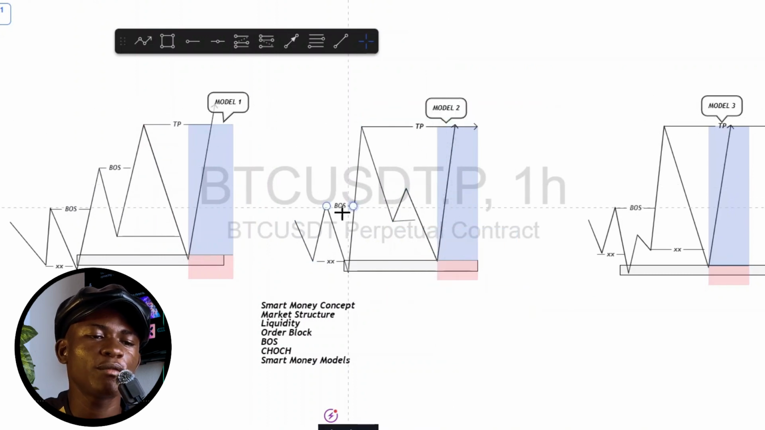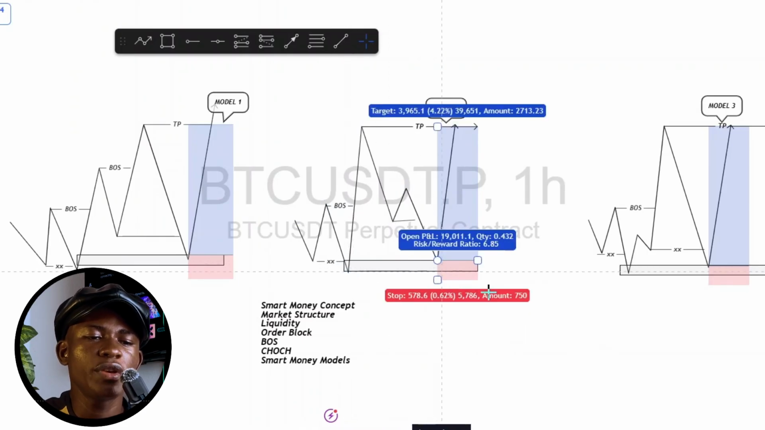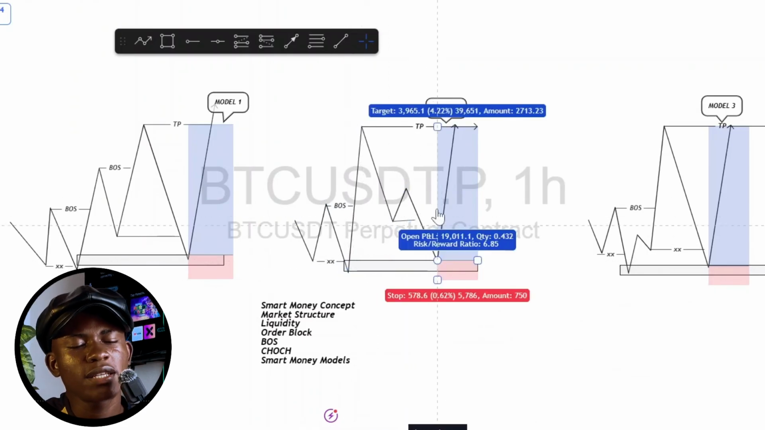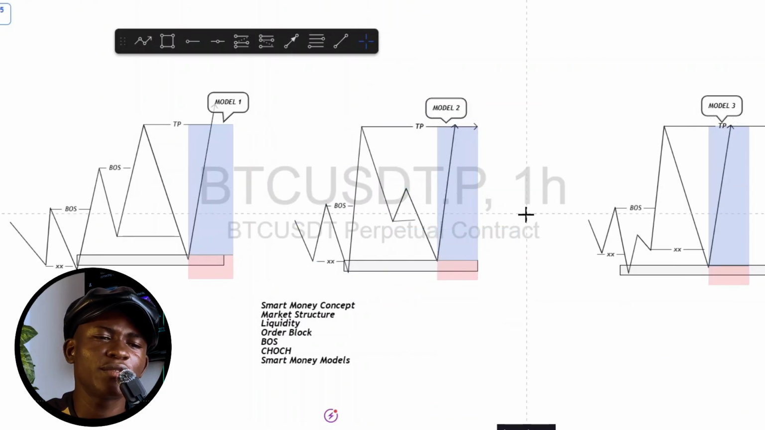Model 2 is just simple. One break of structure, sweep of liquidity, and then we have our OB here in the market to come test it and move your way. It's so fast. Very easy, very simple.